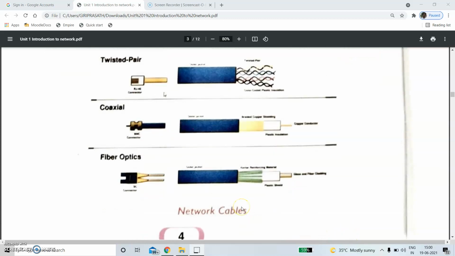Okay, and fiber optic cable, you see the cables, and over that there is a fiber material, then over that is a glass. This is a glass material and this is a fiber material, over that a coated thing, plastic coated thing.